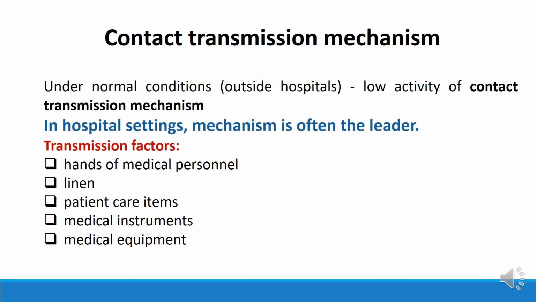A contact transmission mechanism. Under normal conditions outside hospitals, of course, the contact transmission mechanism has low activity, but in hospital settings this mechanism is often the leading, priority way of transmission, and transmission factors include hands of medical personnel, linen, patients' care items, medical instruments, and medical equipment.